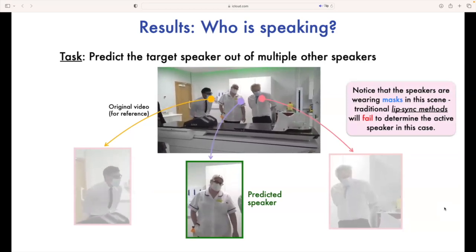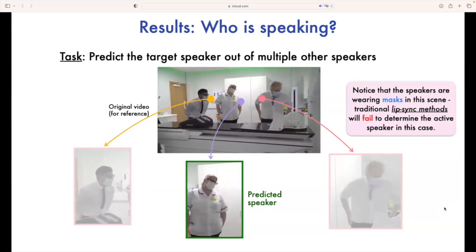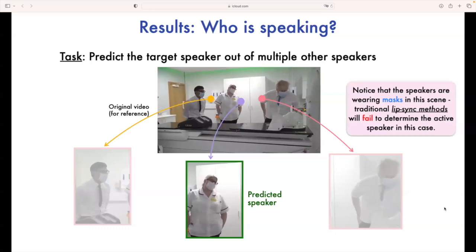This is one of our head shells. Right. So this was one of the examples that we saw at the beginning of the presentation. Here we can see that the speaker's lips are occluded with a mask. Again, in this case, the lip sync models will not at all work because the lips are not visible at all. But then our model works really well and it's able to predict the active speaker in such cases.